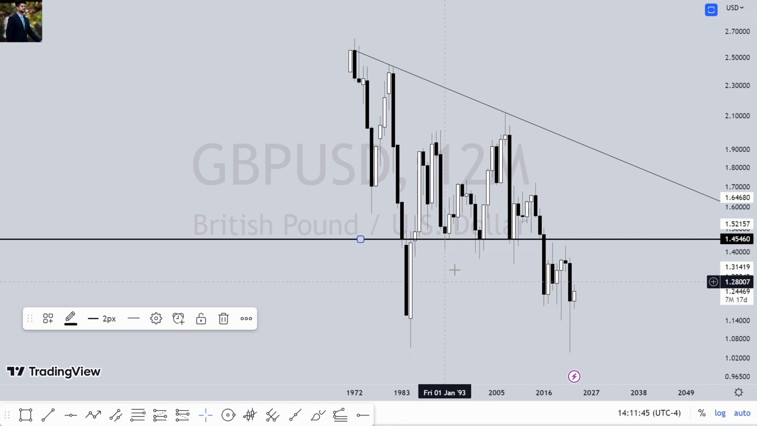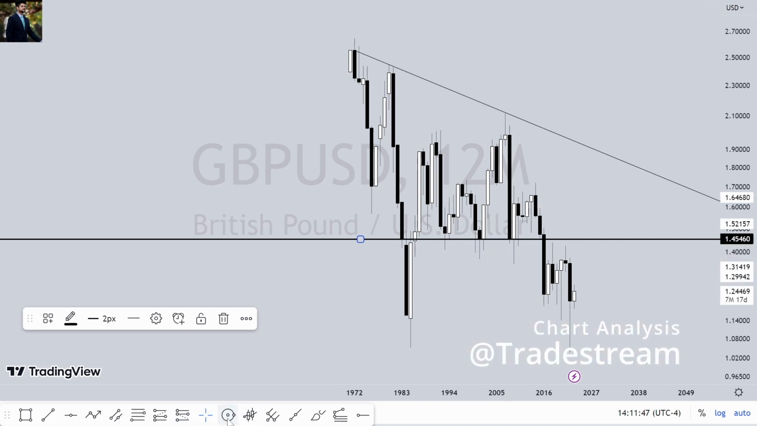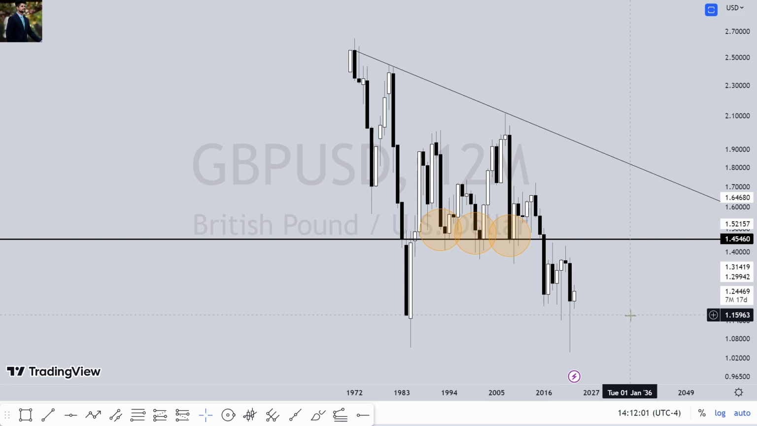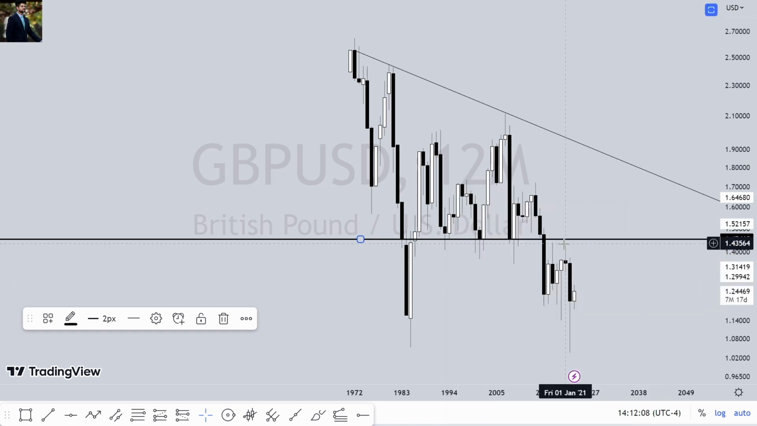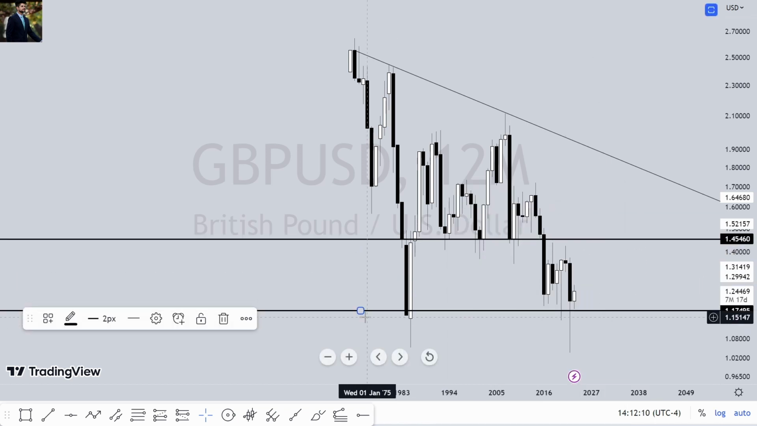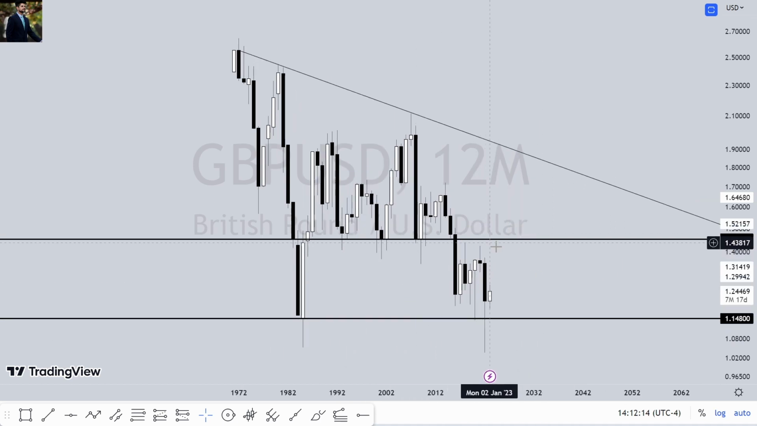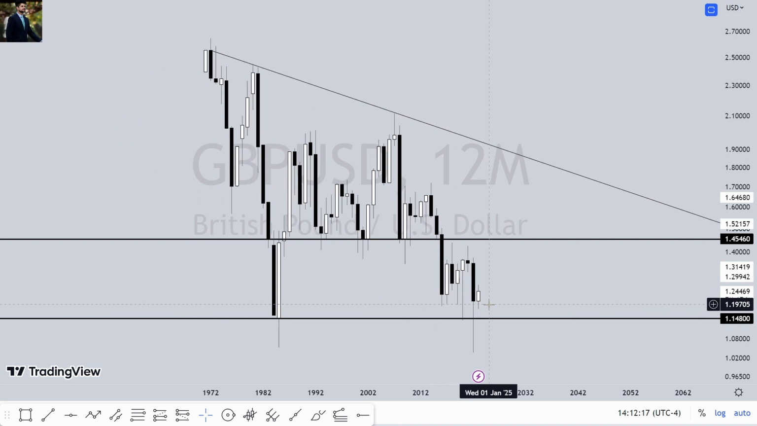Now you could see, this was tested twice. I'll show you here. Here, this is a yearly level, here as well. This is a strong level. And apart from that, we'll just draw the levels that are required, that are within the range.